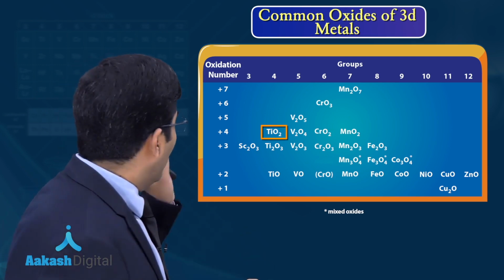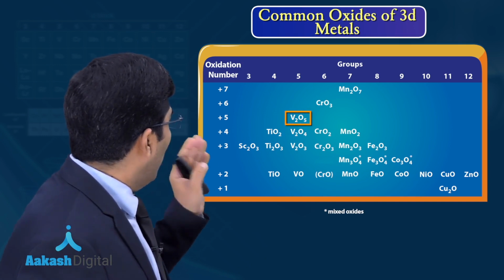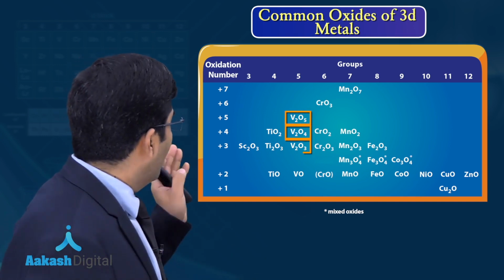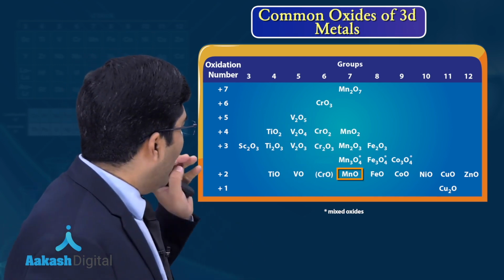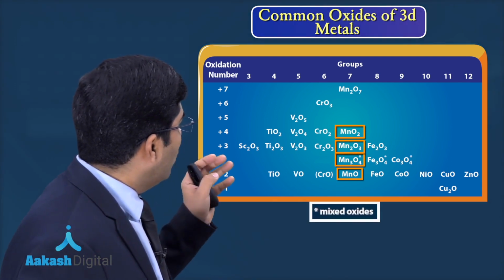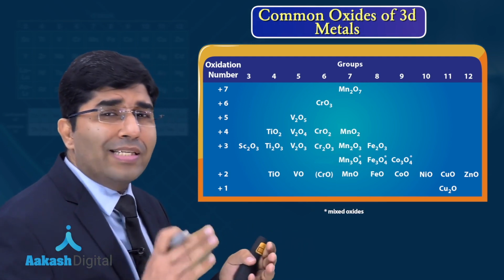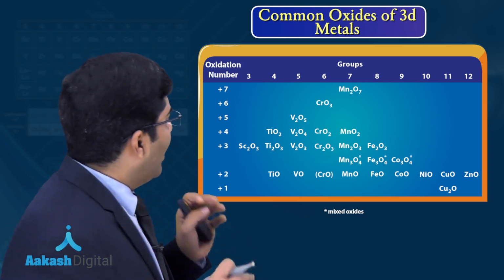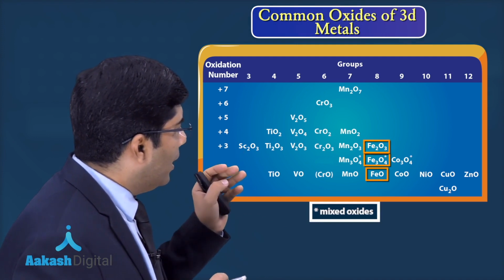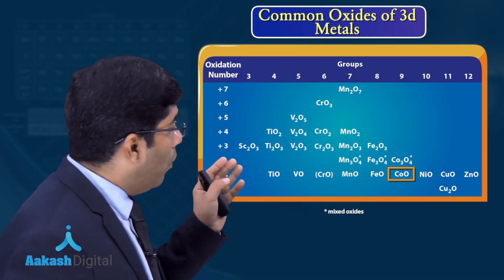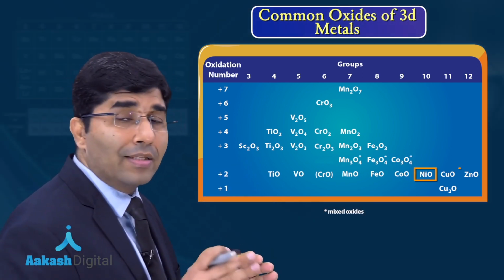Titanium is forming TiO2 and Ti2O3. Vanadium is forming V2O5, V2O4, V2O3 and VO. Manganese is forming MnO, Mn3O4, Mn2O3, MnO2 and Mn2O7. Why? Because manganese can go up to +7 oxidation state, right? And after that you can see iron is forming FeO, Fe3O4, Fe2O3 and cobalt is forming CoO and Co3O4, and nickel and zinc are forming NiO and ZnO.